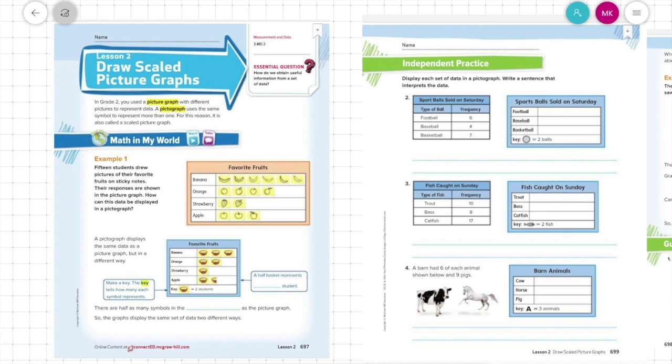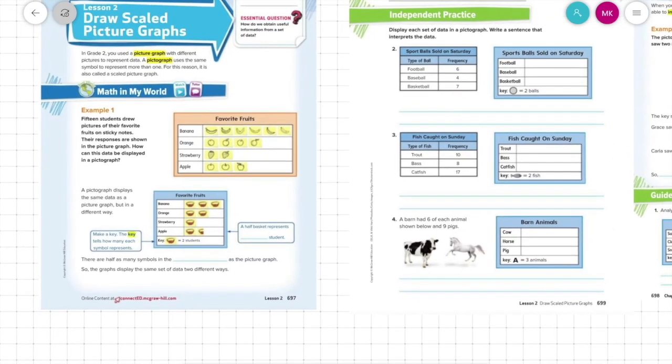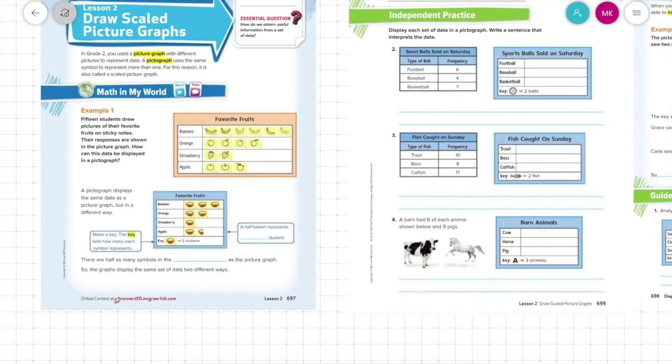Example number 1. 15 students drew pictures of their favorite fruits on sticky notes. Their responses are shown in the picture graph. How can this data be displayed in a pictograph? Well, let's take a look. So we have bananas, oranges, strawberries, and apples, and it looks as though we have 6 bananas, 4 oranges, 2 strawberries, and 3 apples. A pictograph displays the same data as the picture graph, but in a different way.